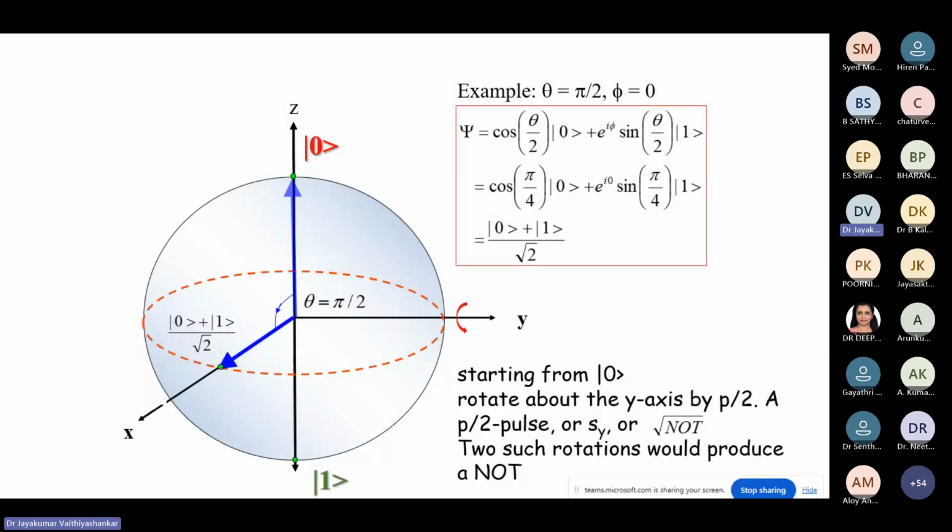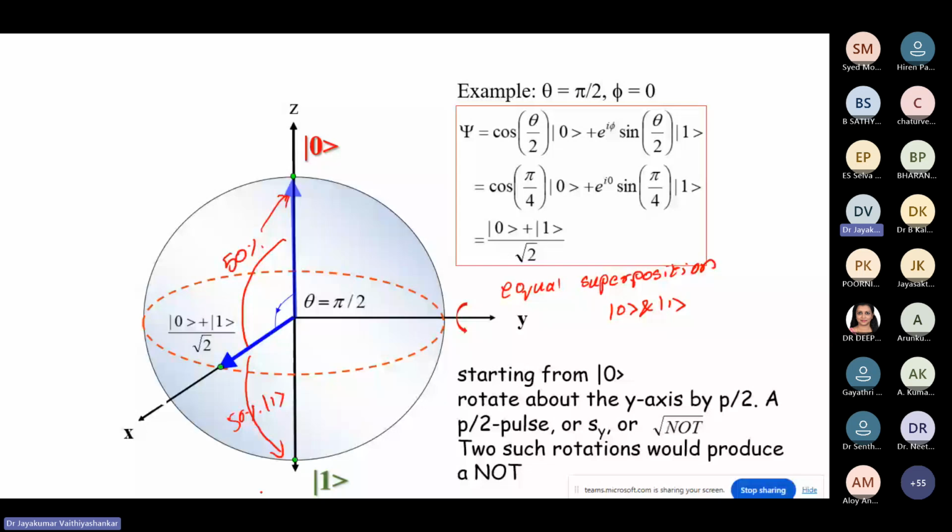So 0 means north pole. Pi means south pole. Pi by 2 means exactly in between. So this is nothing but it will create equal superposition. So what is the meaning of superposition? Both state 0 and state 1 will exist at the same time. So this is 50% away from state 0, also 50% away from state 1. So this is the meaning of equal superposition.